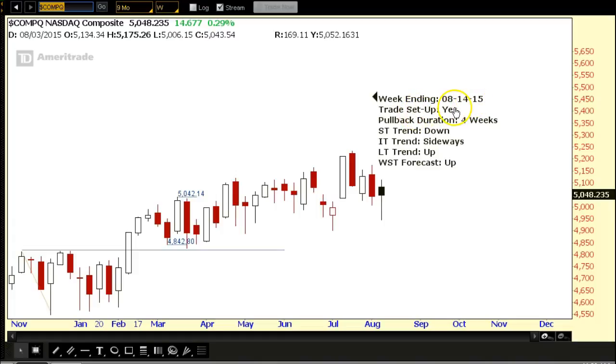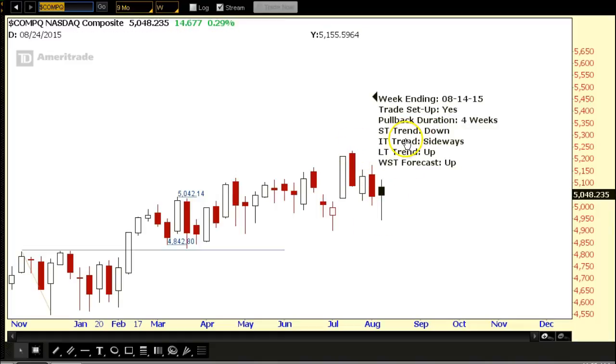Is there a trade set up on this chart right now? Yeah, absolutely. How long has the market pulled back? Well, 4 weeks from this high right there, counting that week. What's the short-term trend? What do I mean by short-term trend? Well, short-term trend means 1 month or less. So the short-term trend here is down. We can see that we've gone down for the last 4 weeks.